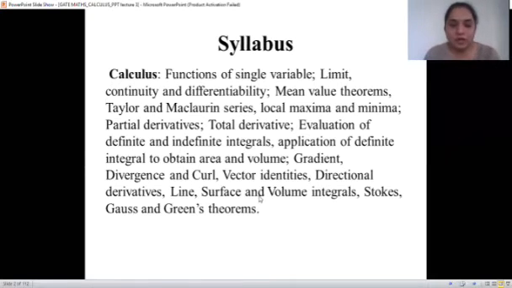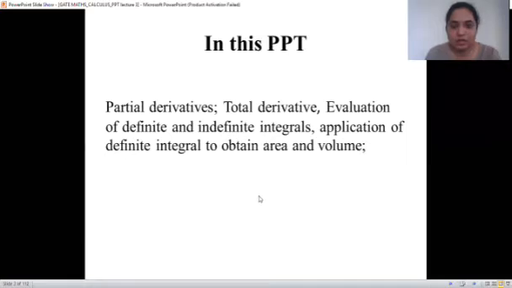The syllabus we have already discussed, and in today's lecture we'll cover partial derivatives, total derivatives, definite and indefinite integrals, application of definite integrals to obtain area and volume. These are the main topics that we'll cover in today's lecture.